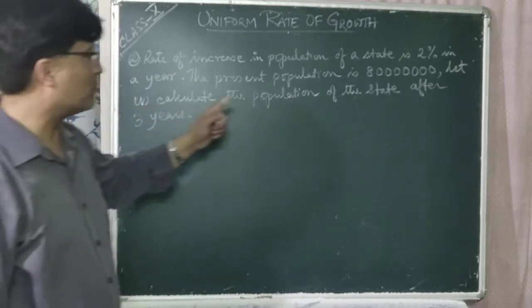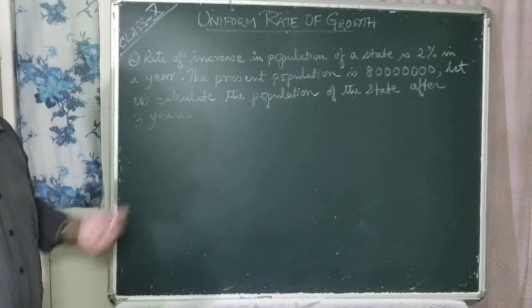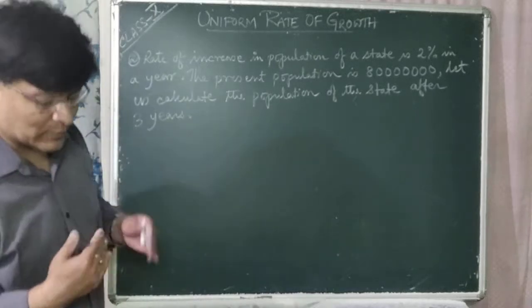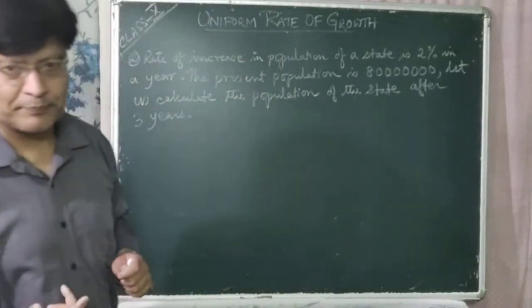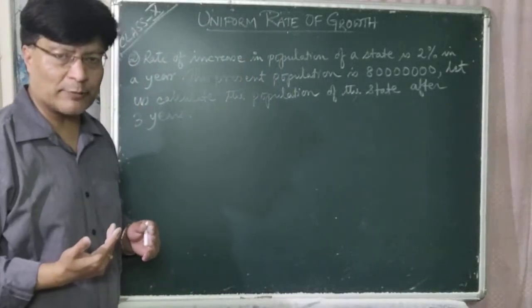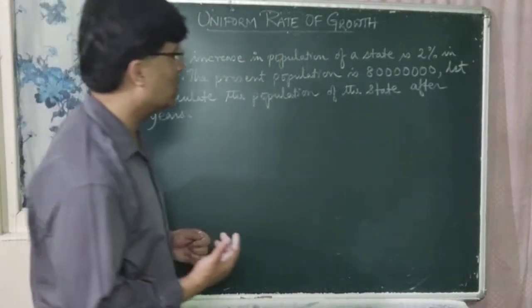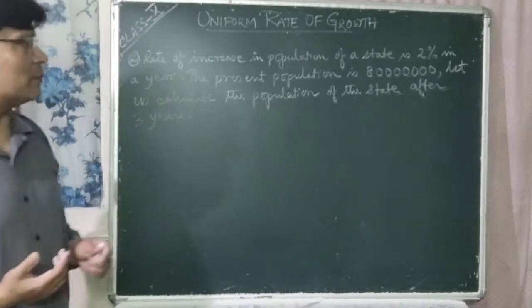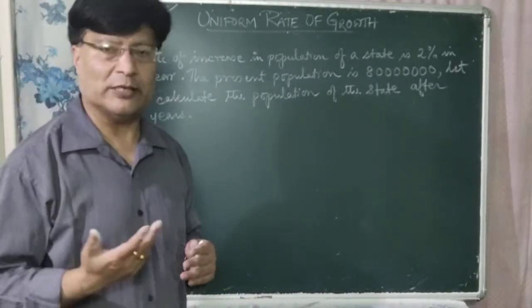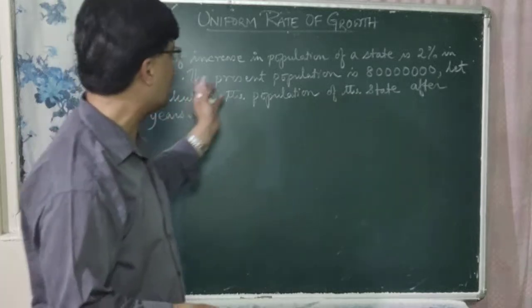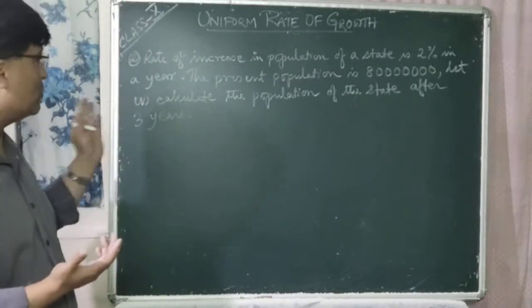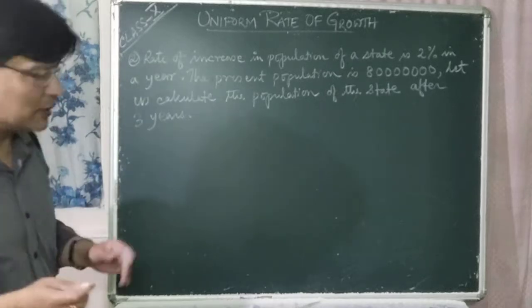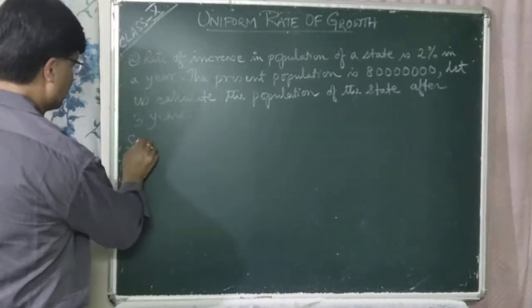Let us calculate the population of the state after how many years? 3 years. Okay. What is the rate of increase of population every year? It is 2%. What is the present population of a village? It is 8 crore. Okay. Let us calculate the population of the state after how many years? 3 years. Naturally, it will increase. Rate of increase of population 8 crore भन्दा ज्यादा हुन्छ. After how many years? 3 years.